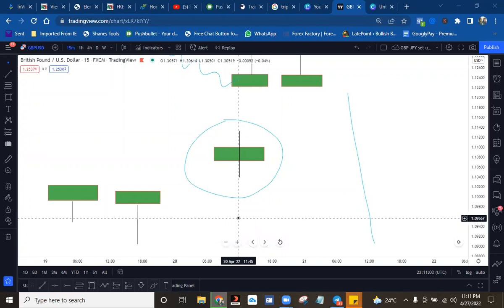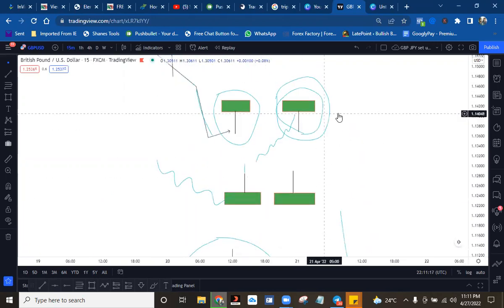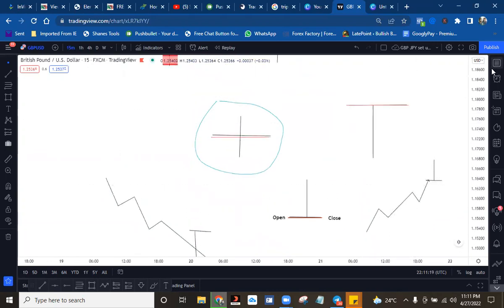So what I need you to do is to make more research on these candlesticks and how they form, so that by the time we start using them on our charts, it's going to be easier. So let us go into the charts and look for some of these candlestick patterns.